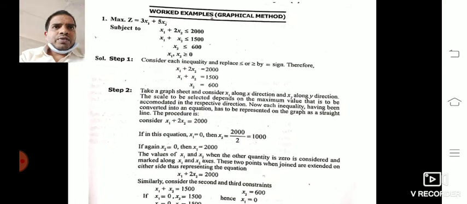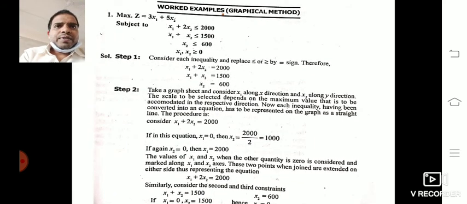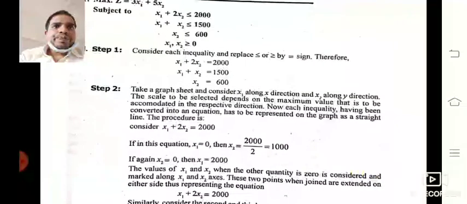Now take down the first problem: maximize Z equals 3x1 plus 5x2, subject to x1 plus 2x2 less than or equal to 2000, x1 plus x2 less than or equal to 1500, x2 less than or equal to 600, where x1, x2 greater than or equal to 0.